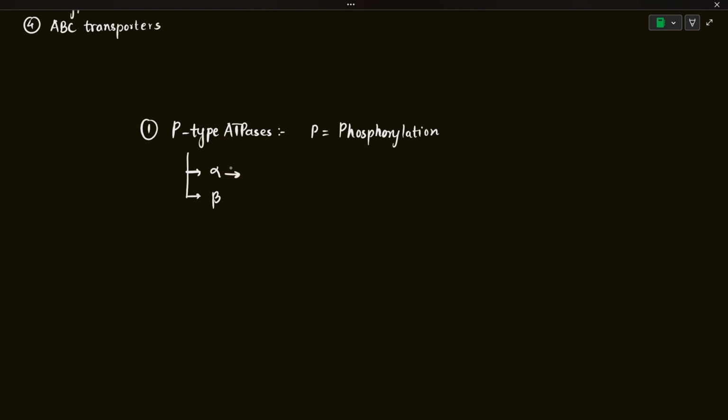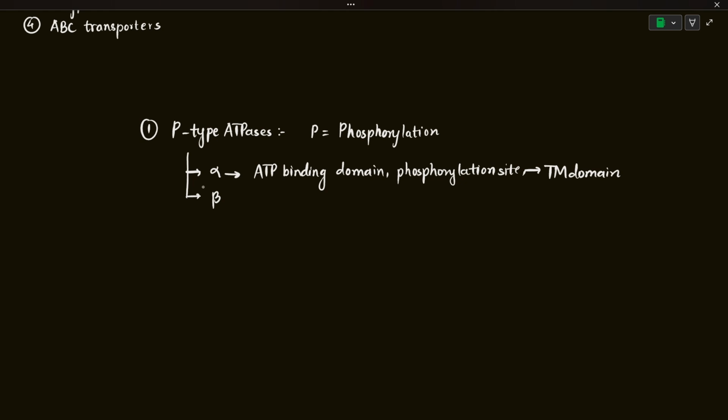The alpha subunit usually contains the ATP binding domain. It has a phosphorylation site, as well as the transmembrane domain. So it is going to hold the whole protein structure in the plasma membrane. The beta subunit could be there or it could not be there, so it is not mandatory in the conformation of the P-type ATPases.